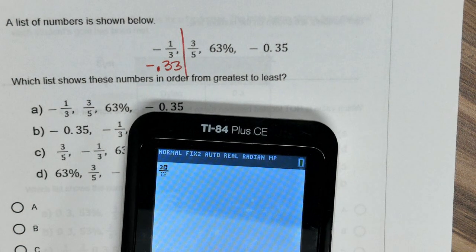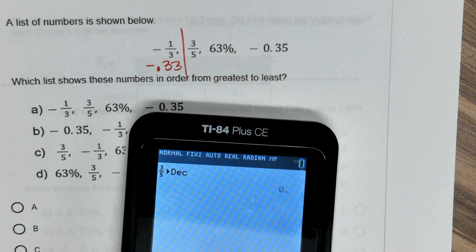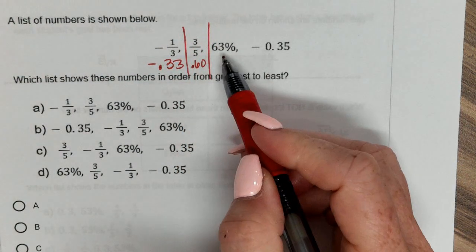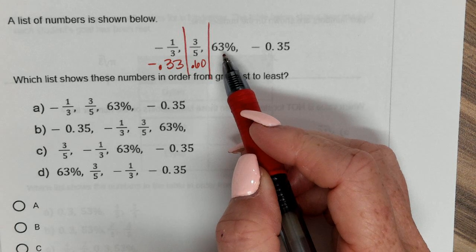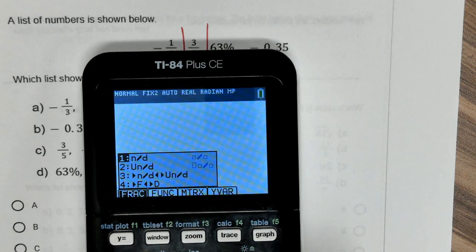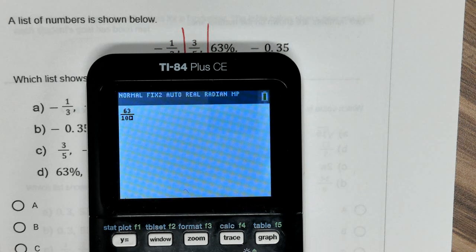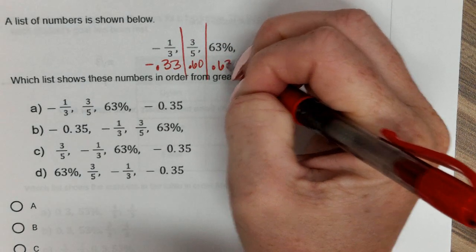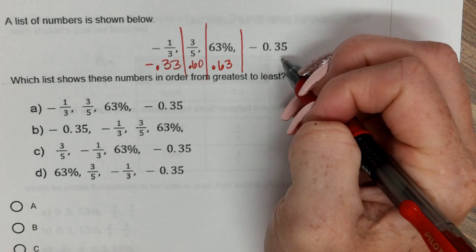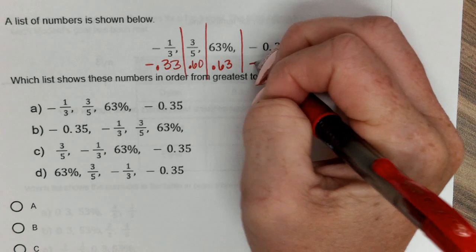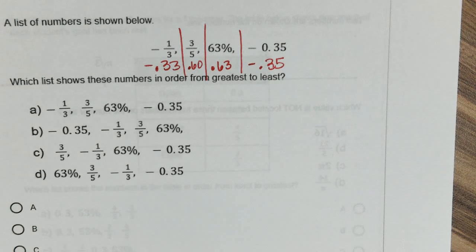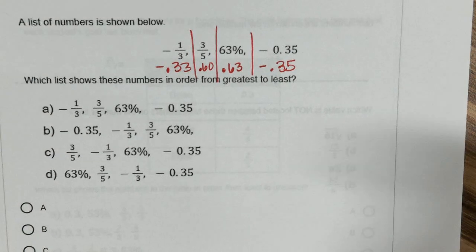3/5 is worth 60 cents. How do you change a percent to a decimal? Put it over 100. So 63 over 100. Math, decimal, enter, 63 cents. And is this one already done for you? How much money is this? I owe 35 cents. How did it want me to order these?